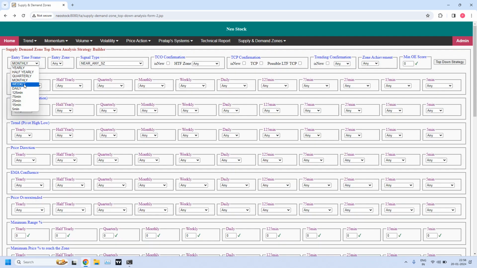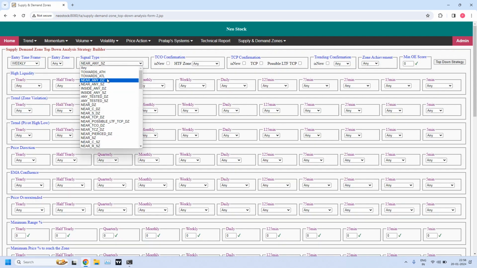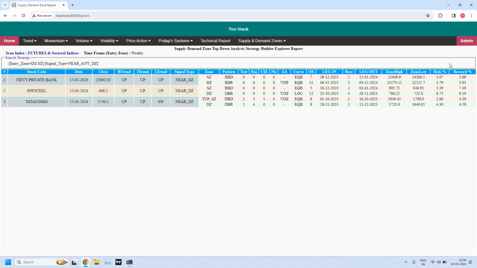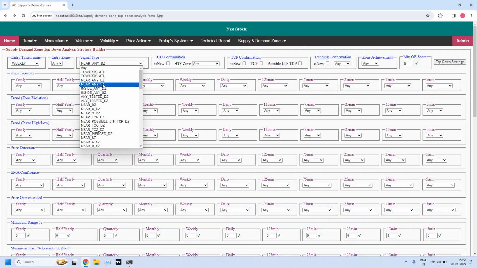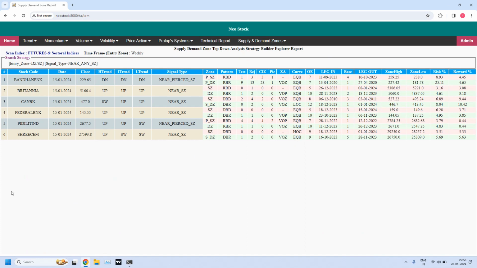Let's go back. Let us change the time frame to weekly. Let us find the stocks near the weekly demand zone. So these three are near the weekly demand zone. So let me go back. For the weekly time frame, let us find the stocks near the weekly supply zone. 6 stocks are near the weekly supply zone. Let me go back.